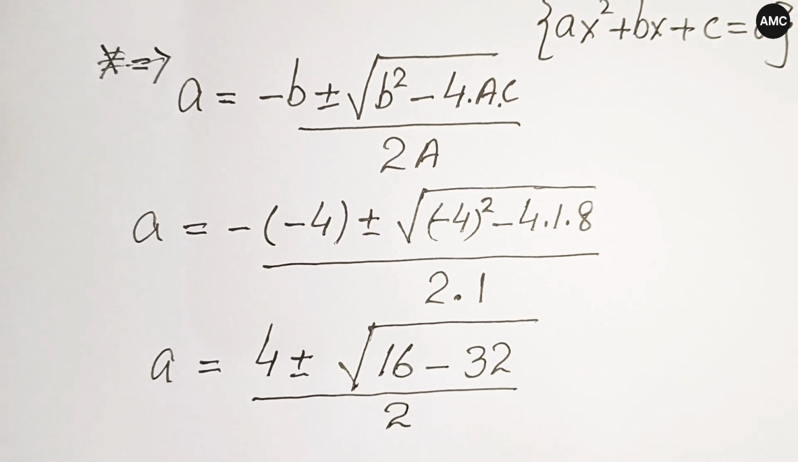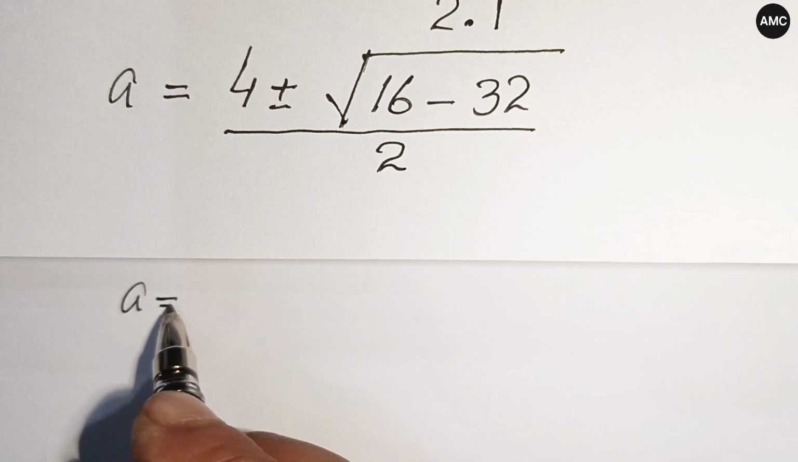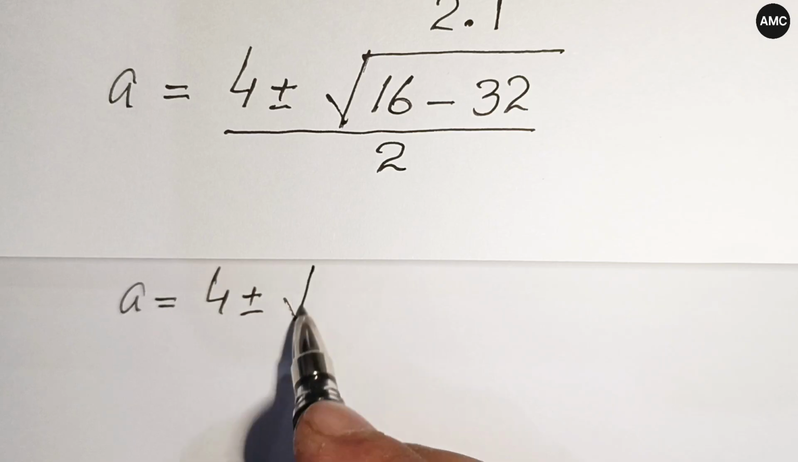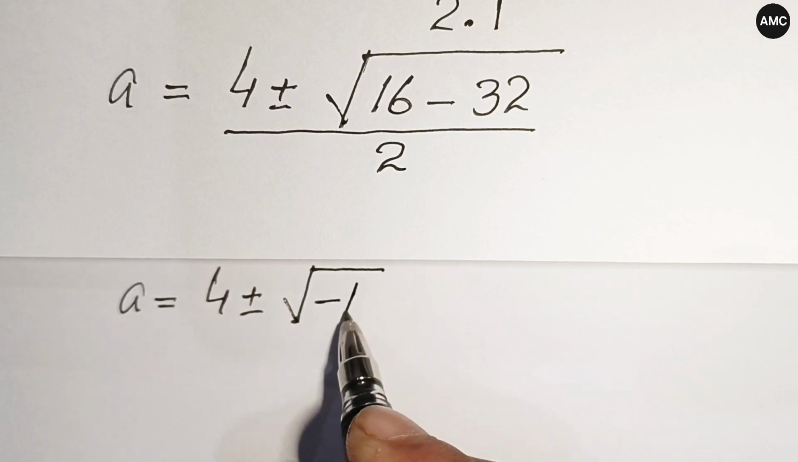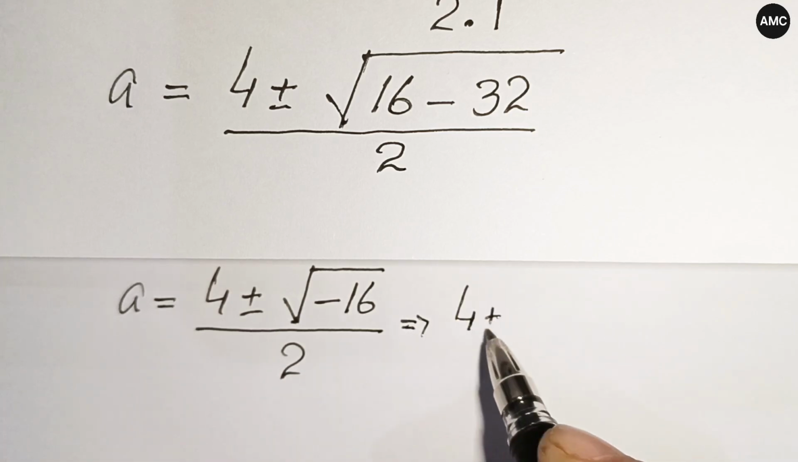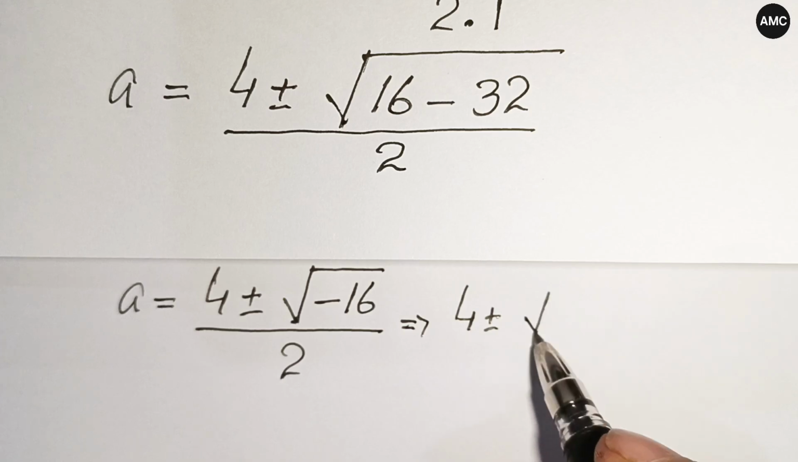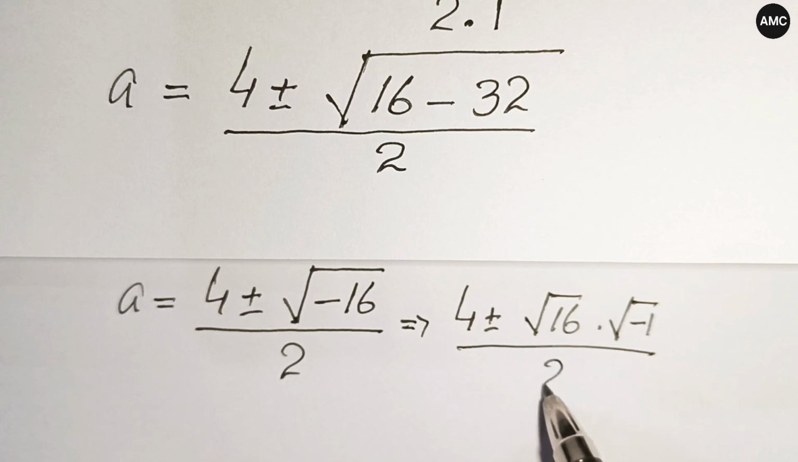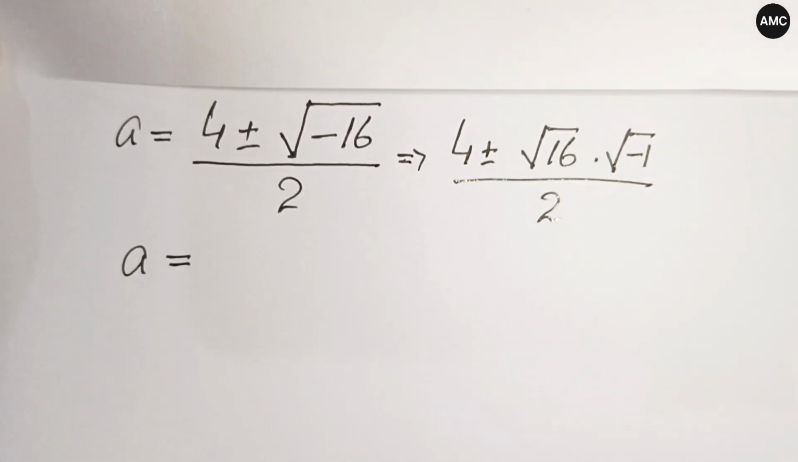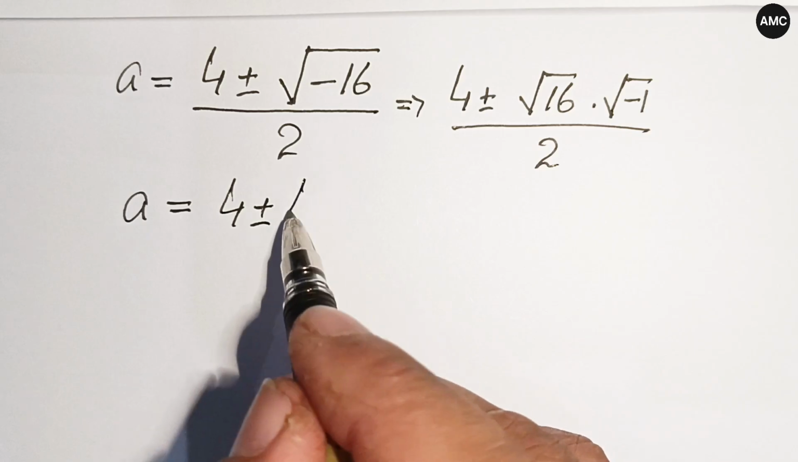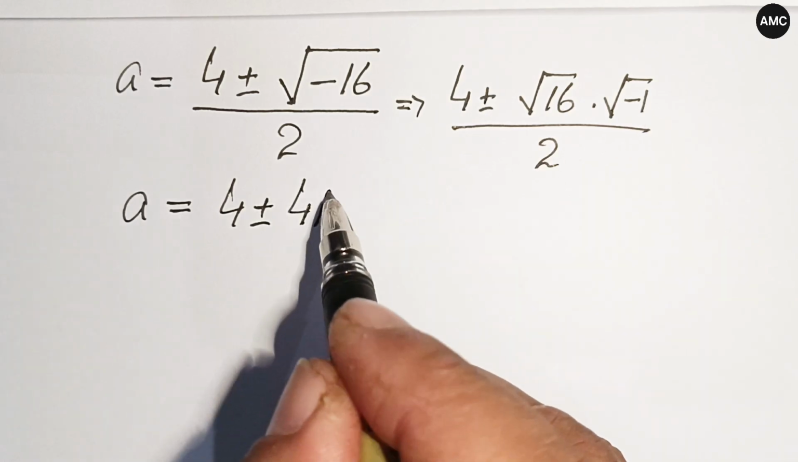Now our next step will be a is equal to 4 plus minus square root of 16 minus 32, we get minus 16. Here we have minus 16 all over 2. Our next step is 4 plus minus, we can write this one as square root of 16 times square root of minus 1, all over 2. Here we have a is equal to 4 plus minus square root of 16. We know that square root of 16 is equal to 4 and square root of minus 1 is equal to i, all over 2.